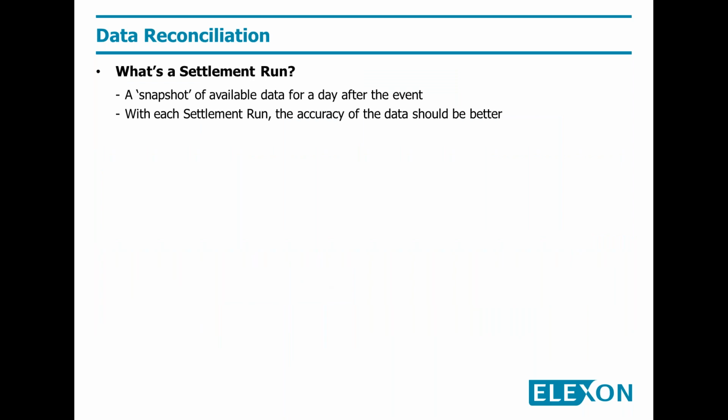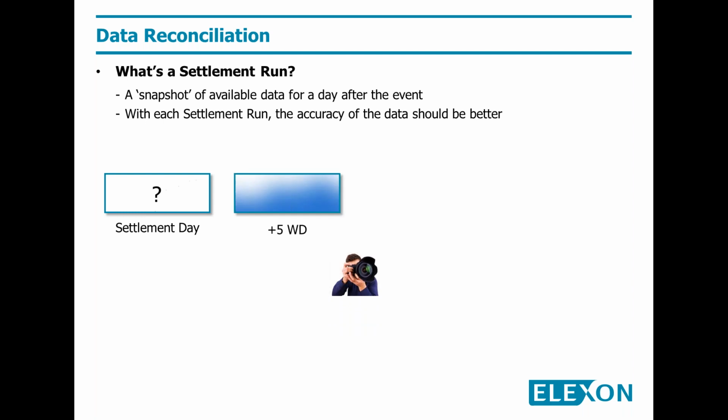So we then move on to what's called a settlement run and how we reconcile all this data. If you think about the non-half hourly market, we're not going to have metered data for each half hour. A lot of it will be estimated data based on profiling. So on the particular settlement day occurs, and then 5 working days after that, we get a snapshot of all the available data we have for that particular day.